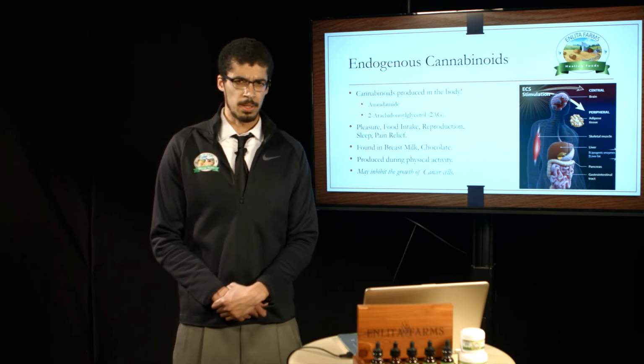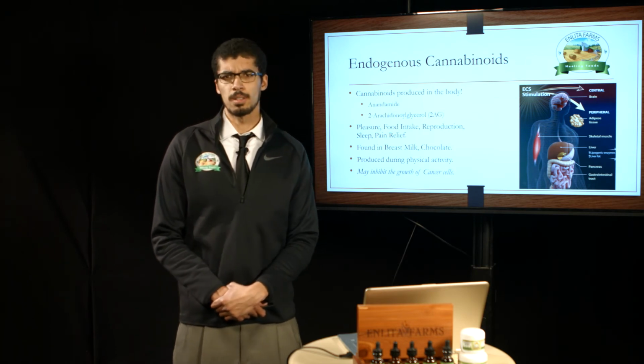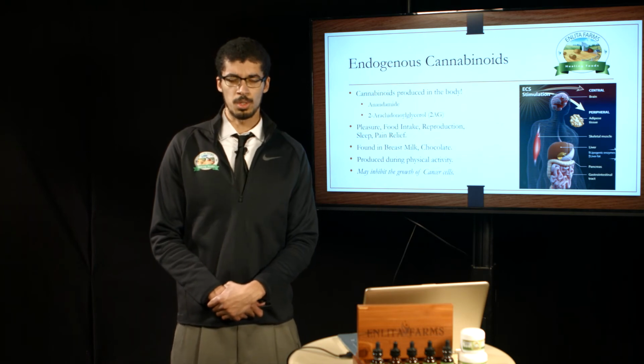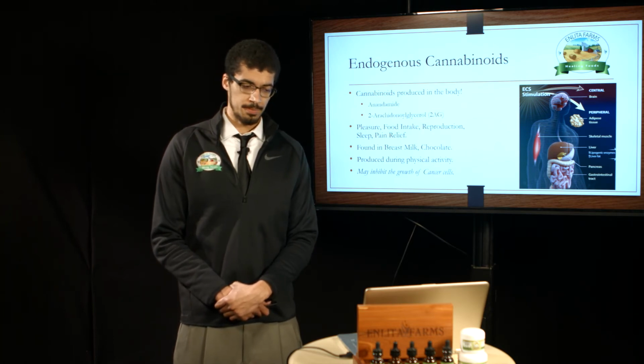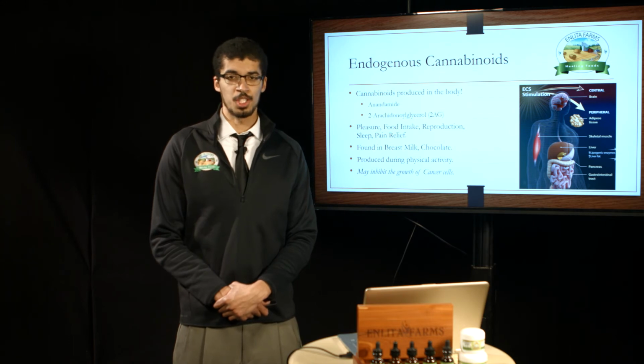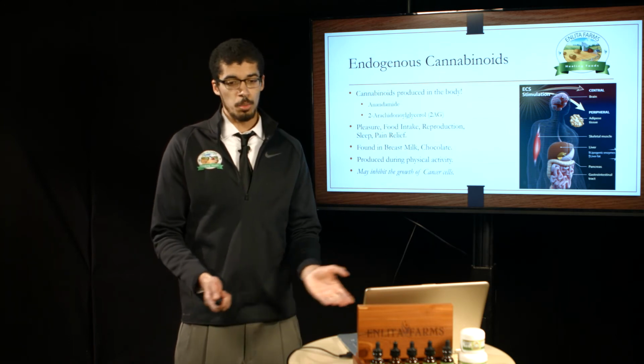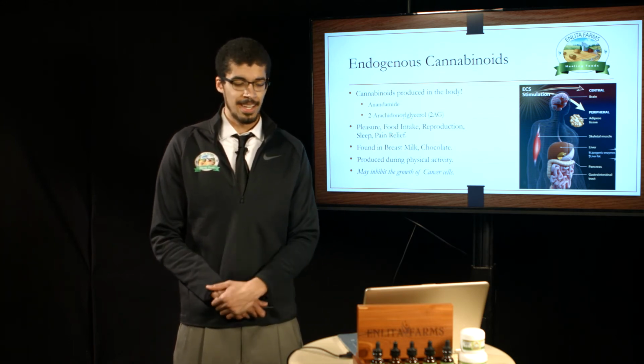Another interesting point about the endocannabinoid system is these cannabinoids are found in breast milk. So even at the beginning of your life, you're being exposed to cannabinoids, the things that are already naturally found in hemp and the human body. The other one is kind of unfortunate. They're also found in chocolate, but unfortunately nobody likes chocolate, right?